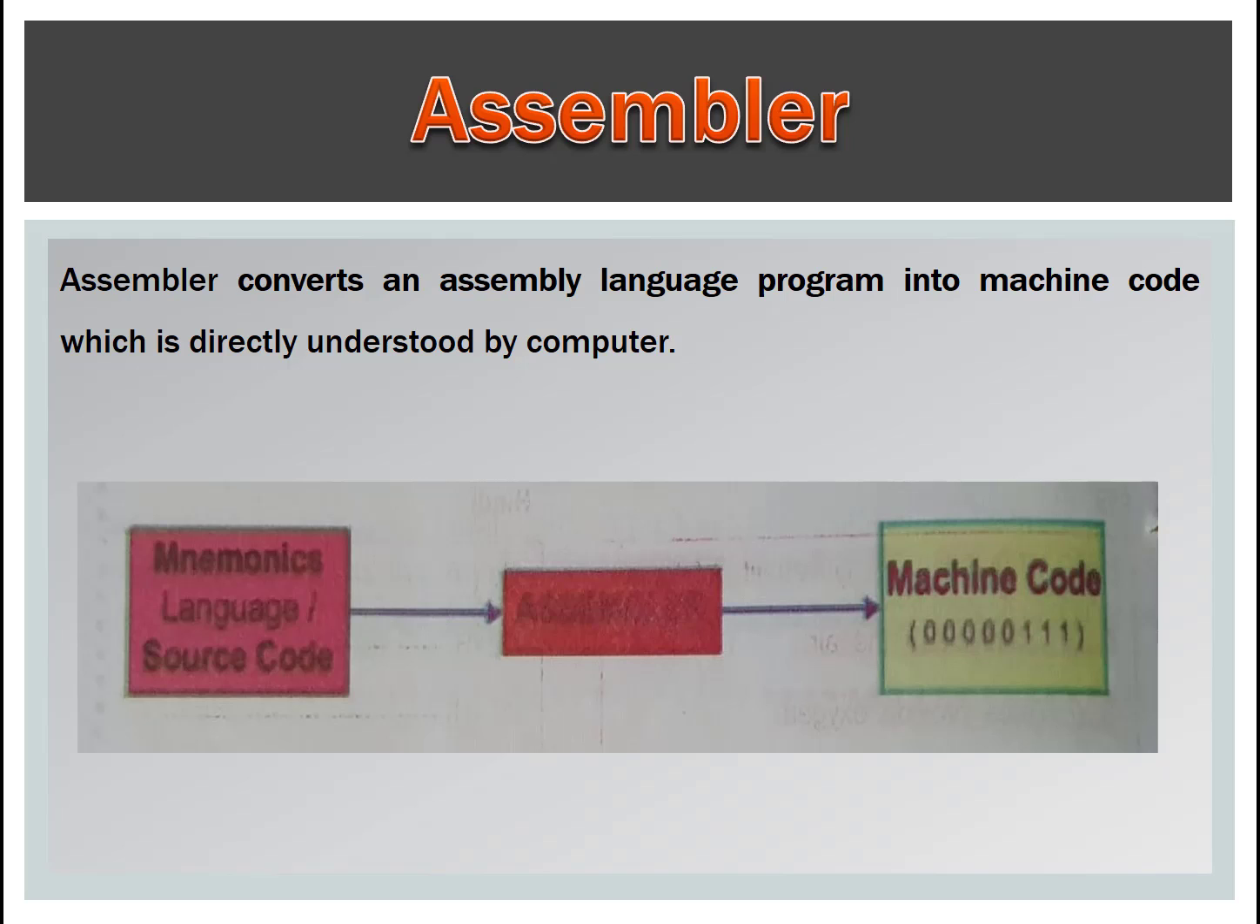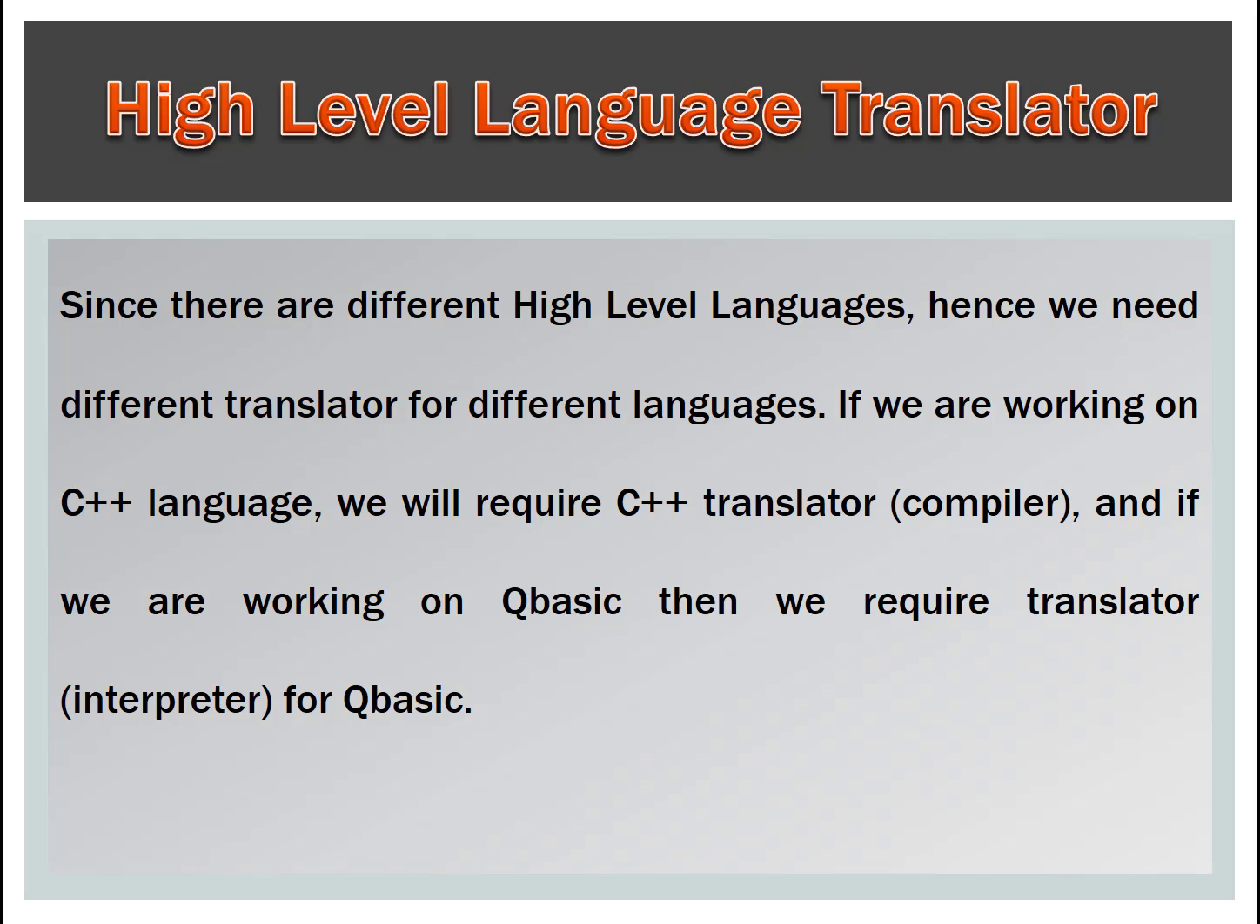First is assembler. Assembler converts an assembly language program into machine code which is directly understood by computer. Next is high-level language translator. Since there are different high-level languages, hence we need different translators for different languages. If we are working on C++ language, we will require a C++ translator or compiler. And if we are working on QBasic, then we require a translator or interpreter for QBasic.